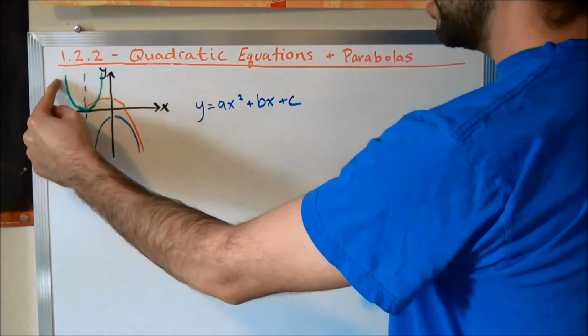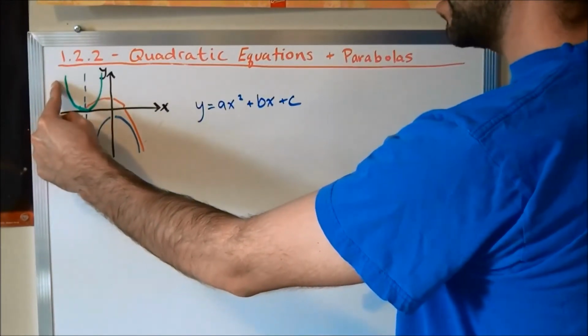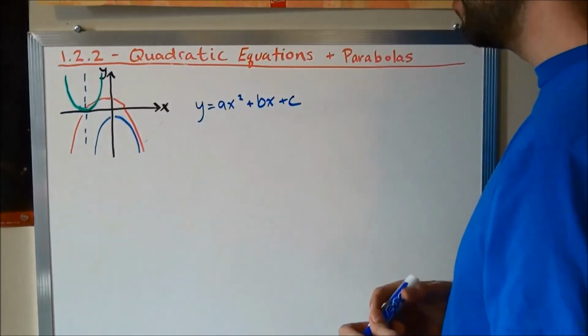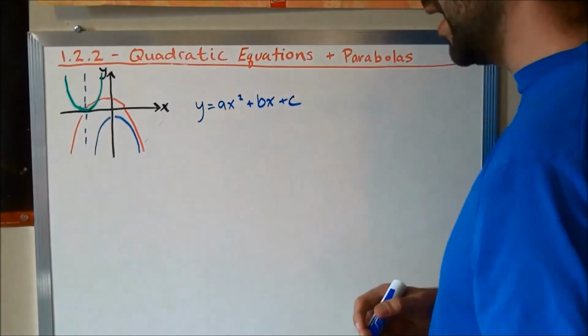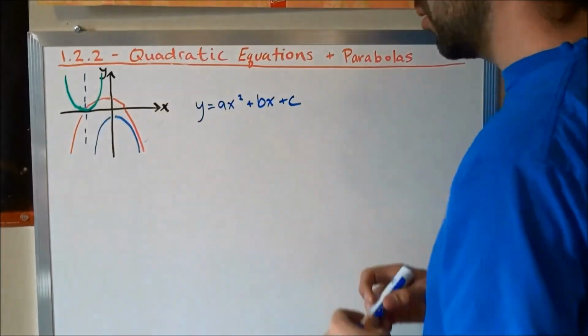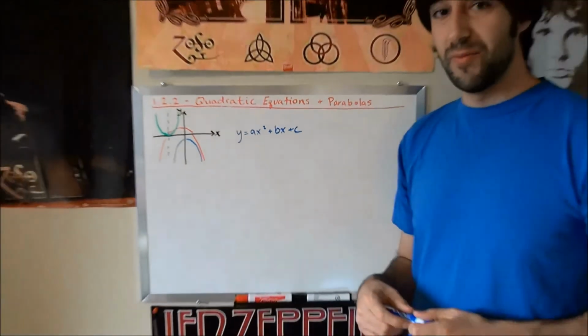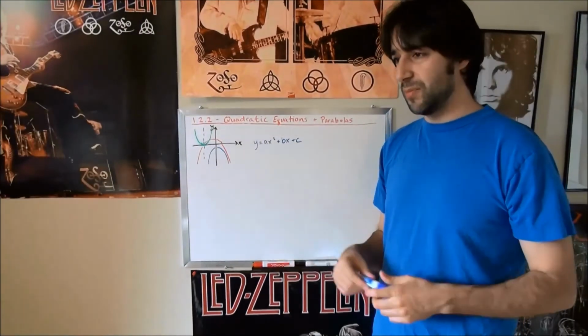And you have positive, y goes to positive infinity as x goes to negative infinity, and y goes to positive infinity as x goes to infinity. Of course, the opposite is true if a is a negative number, and that's when you get this downwards opening. And there you have it. That's pretty much everything we want to talk about concerning parabolas today.